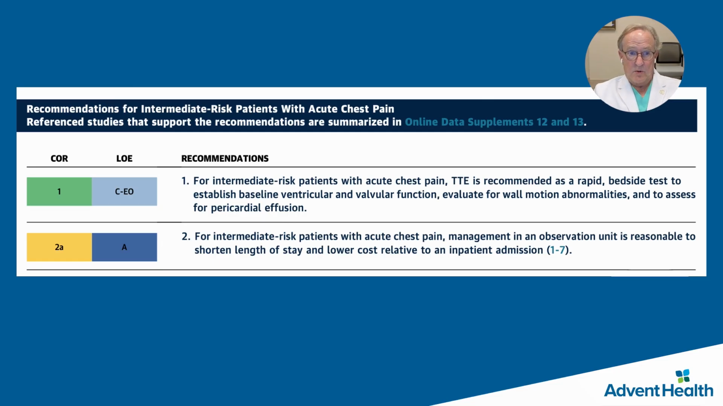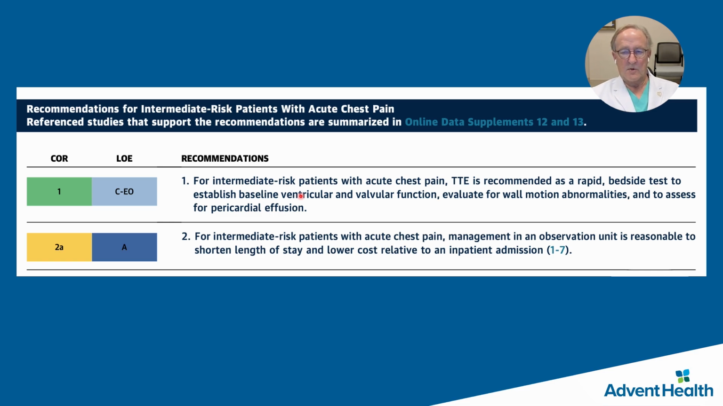Recommendations for what you do with intermediate risk patients with acute chest pain. Class 1 recommendation level of evidence for intermediate risk patients with chest pain is an echo. And this explains why we do so many echoes so often in observation and in the emergency room itself, or even in clinics, sometimes when a patient presents there. TTE, transthoracic echo, is a level 1 recommendation as a bedside test.